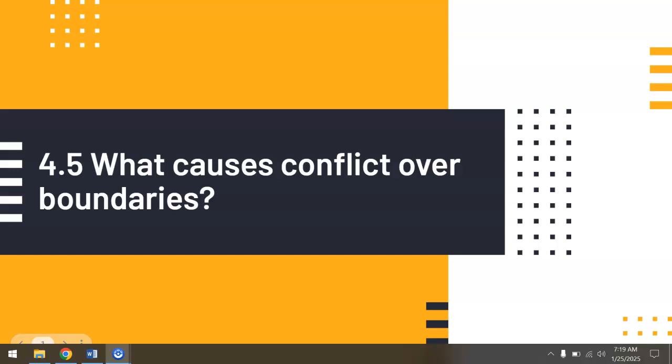Welcome to today's lesson on conflicts over international boundaries, where we'll explore the complex issues that arise when countries dispute the lines that separate them. International boundaries are not just lines on a map. They represent sovereignty, control over resources, and national identity. When these borders are in dispute, tensions can rise, leading to conflicts that affect not only the countries involved, but also regional and global stability.